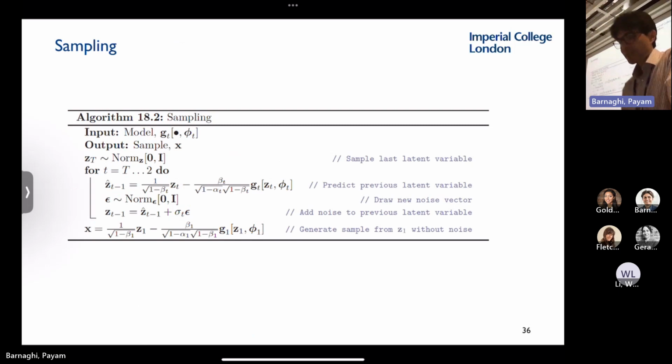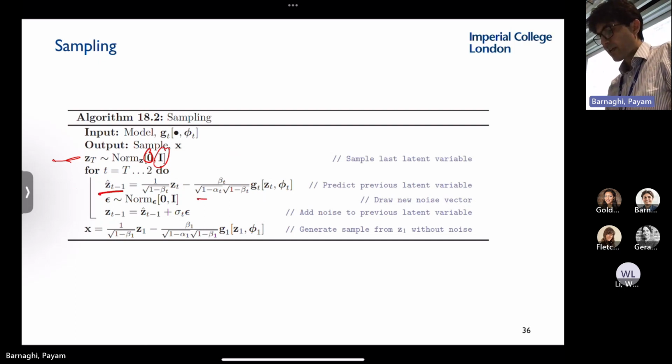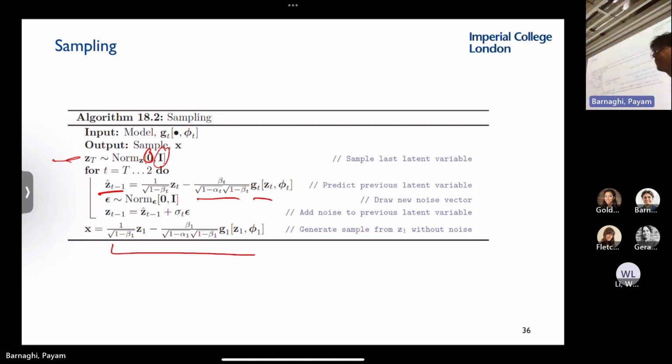And the sampling starts like this: you draw your ZT from a normal distribution with a mu of 0 and a sigma of, this is an identity matrix, if you see I. And then from this, you can calculate all the Z thetas using this. And basically, your X will be conditioned to this. Obviously, GT is conditioned on the parameters of the neural network. That's your encoder network. Yeah, it represents your encoder network with certain parameters.